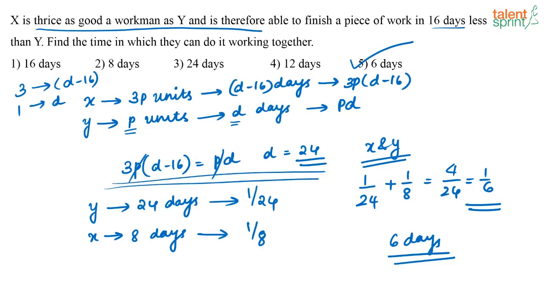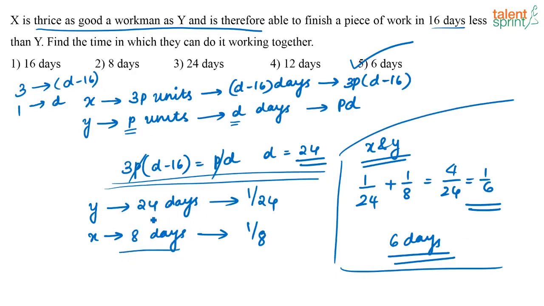From this point, definitely you can use the LCM method. See, at this point, let's say you want to do the LCM method and you don't want to do this method. How will you do it? Y is doing the work in 24 days. X is doing the work in 8 days. What is the LCM of 8 and 24? LCM of 8 and 24 is 24 only.